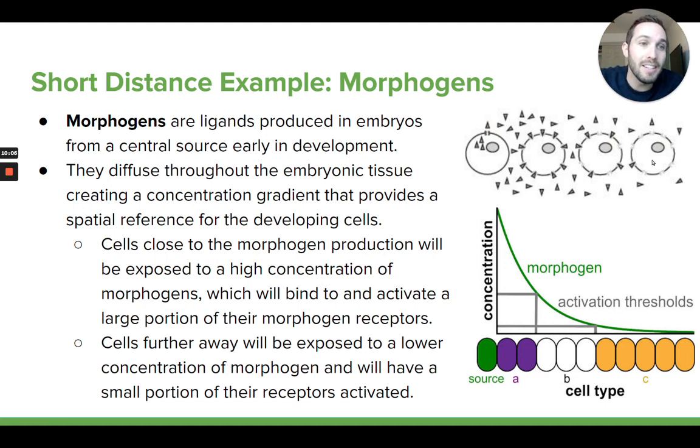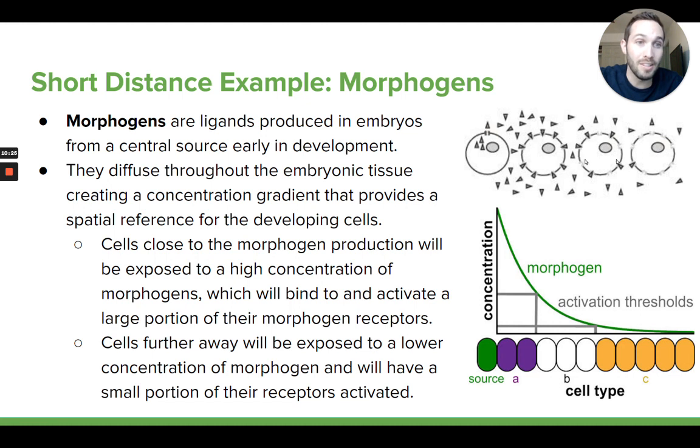And then this cell is far away, so it doesn't have a lot of morphogens binding to it, and that might trigger a different signal transduction pathway that causes another different set of genes to turn on. Let's say it's the genes that tell this cell to become a skin cell, so now it's going to start turning on genes that allow it to start developing into a skin cell.